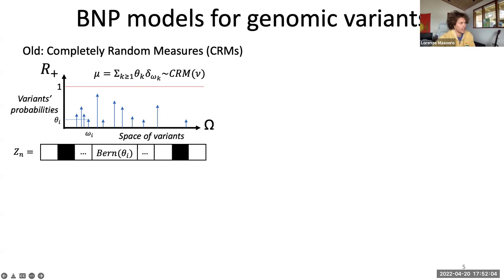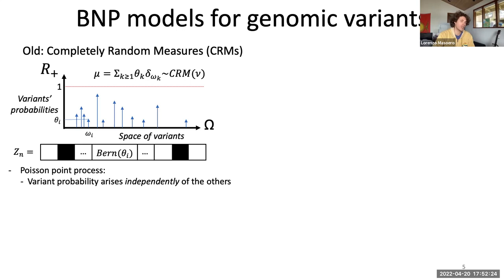And this leads to an infinite binary vector that under pretty standard conditions has almost surely finite sum. That is to say, for any individual, we'll observe finitely many variants, which is consistent with what we observe in reality, because in reality, we only have finitely many positions even on the genome. And relying on this Poisson point process language, the limitation is that the probability of every variant arises independently of the others.